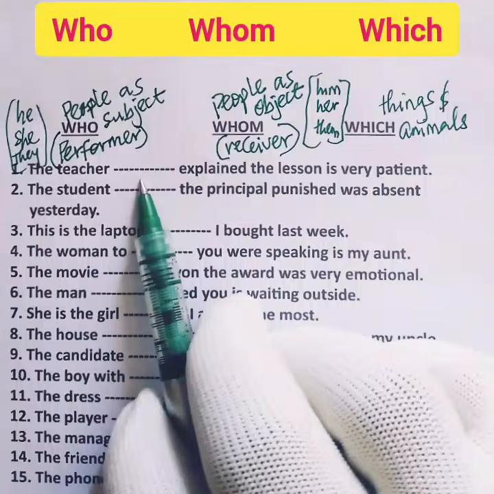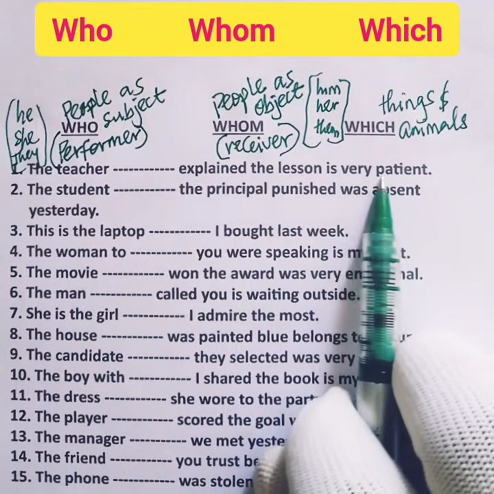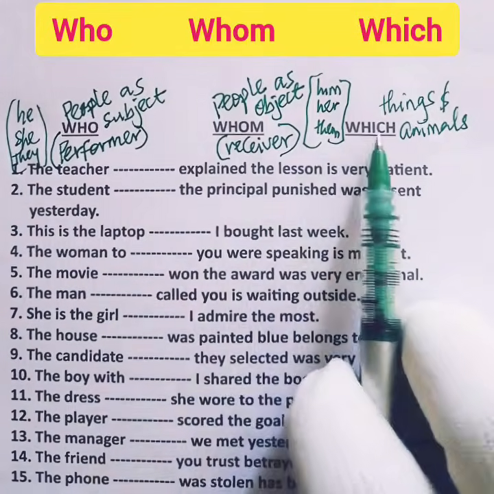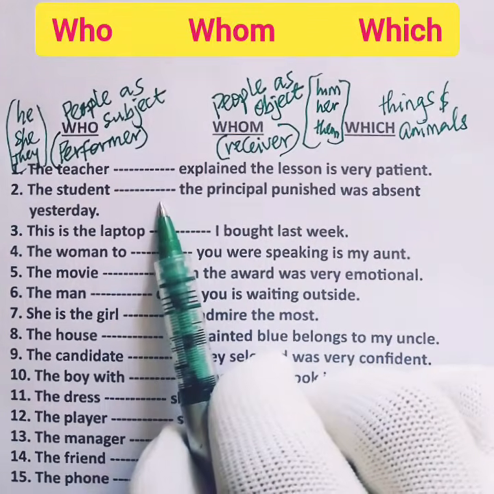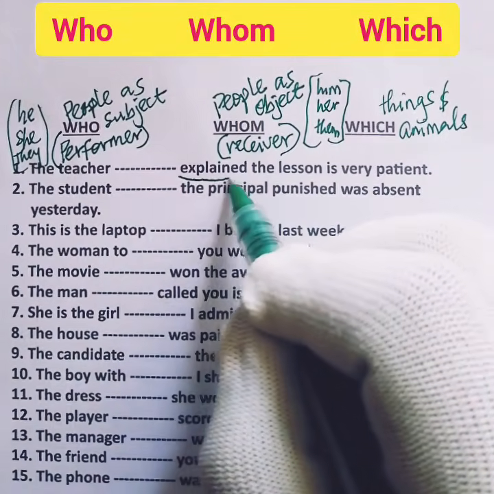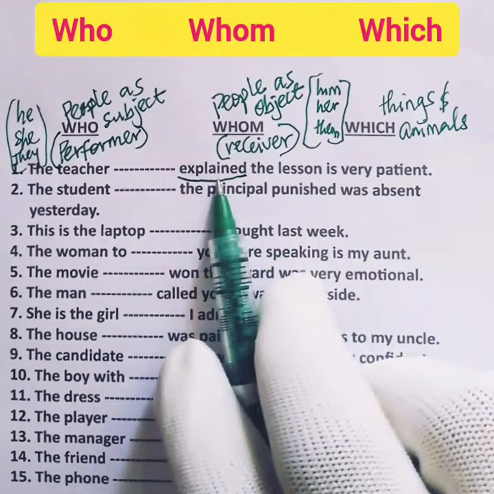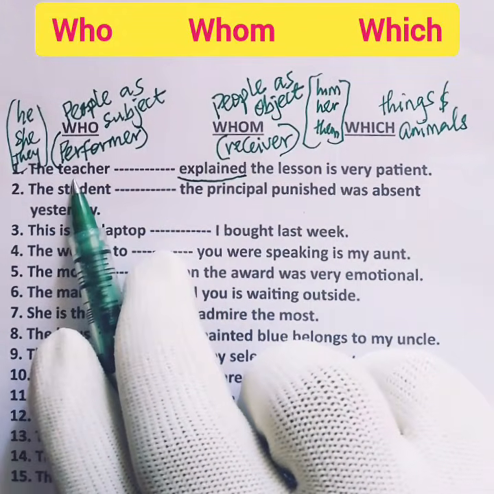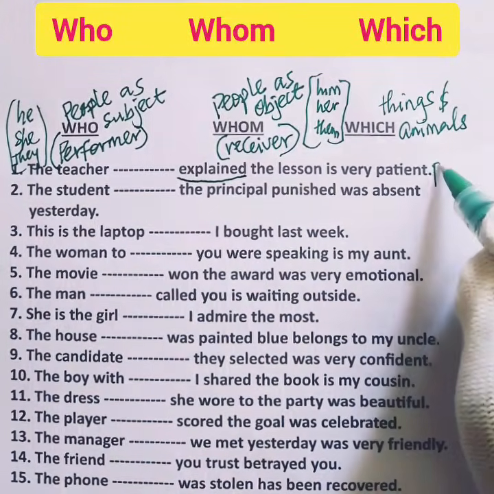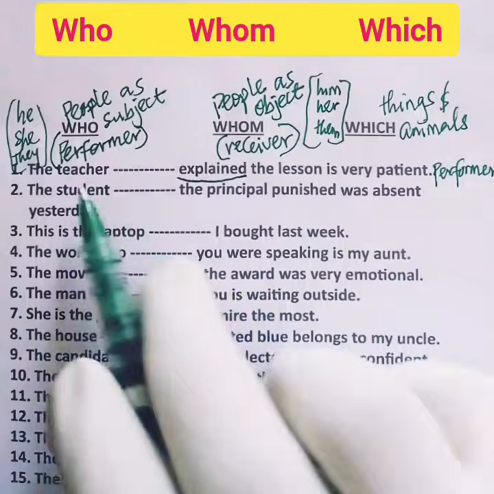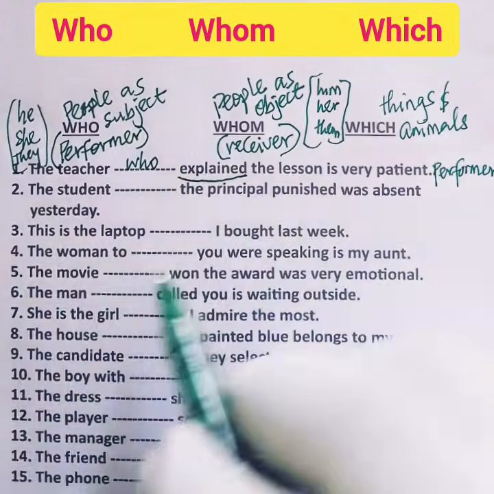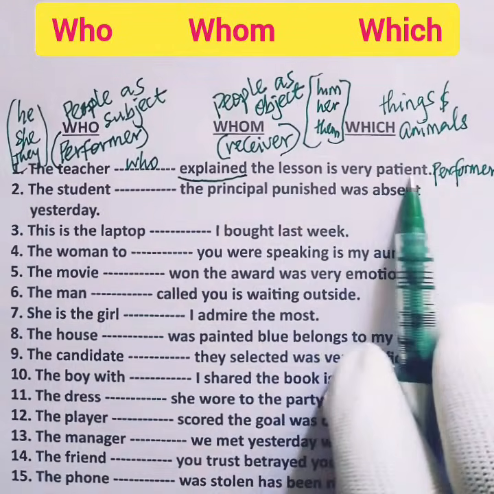1. The teacher blank explained the lesson is very patient. What should be the correct answer? Who, whom, or which? Now, what you ask yourself is, what is the action in the sentence? The action is explained. So, who performed the action in the sentence? Who did the explanation? Teacher. So, that means teacher is the performer of action in this sentence. Therefore, teacher is subject. Who is the correct answer? The teacher who explained the lesson is very patient.